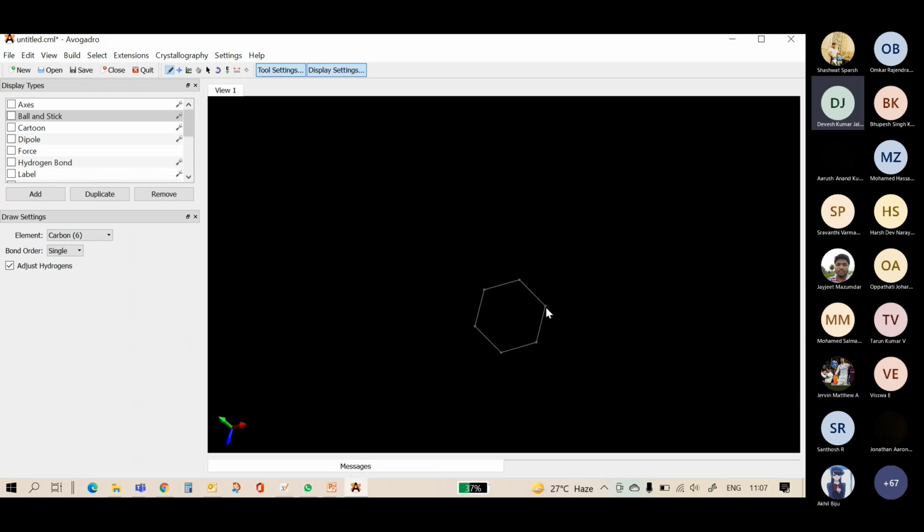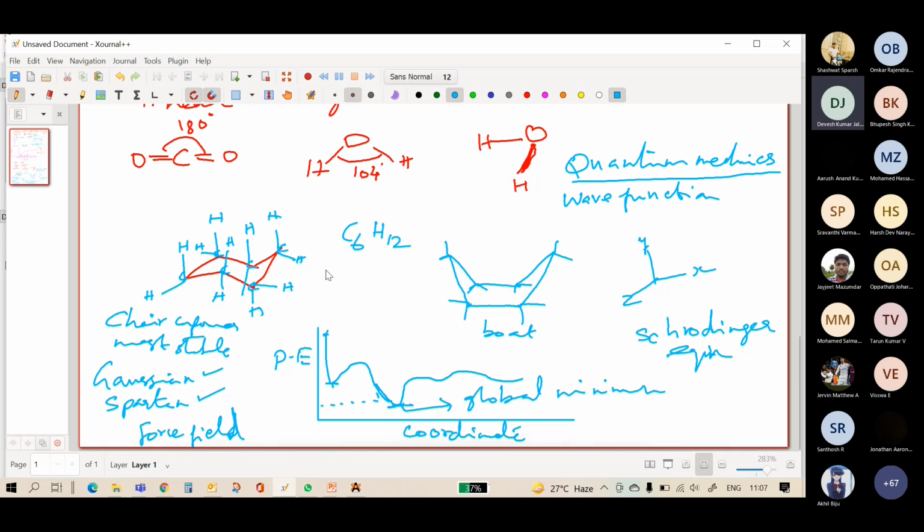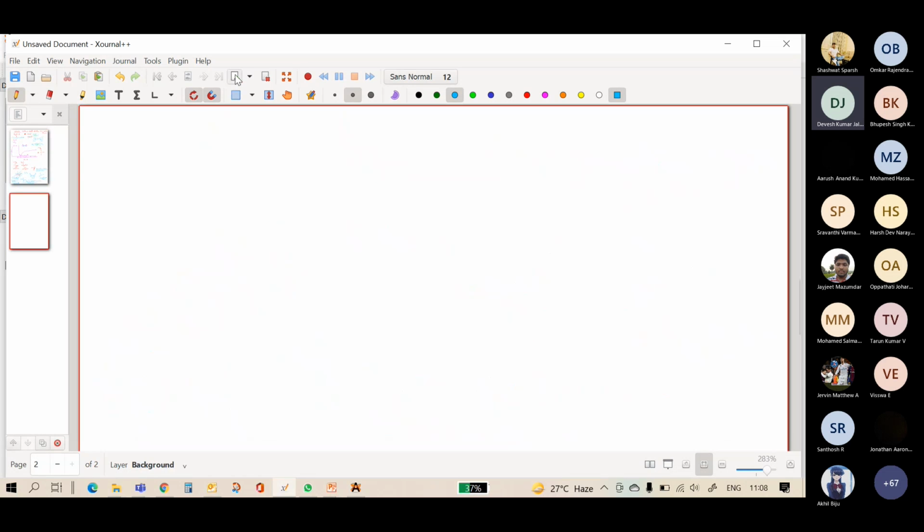So I'm going to make another molecule from here. Okay, let's select ball and stick. This time I'm going to do what is called a biphenyl. I don't know if you guys know what a biphenyl molecule is. Have you heard about biphenyl?